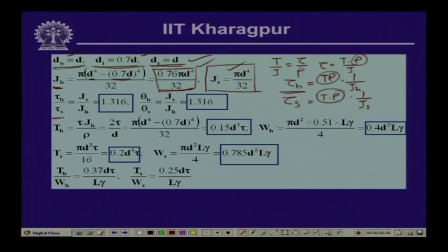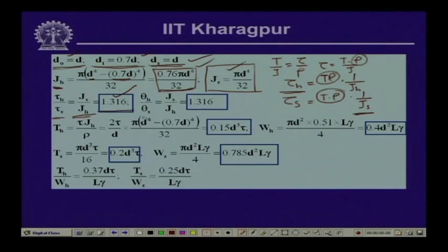So, tau h by tau s will be J for the solid by J for the hollow, and this is what has been done over here. If we compute the ratio of J s to J h, you will find that this value comes as 1.316.